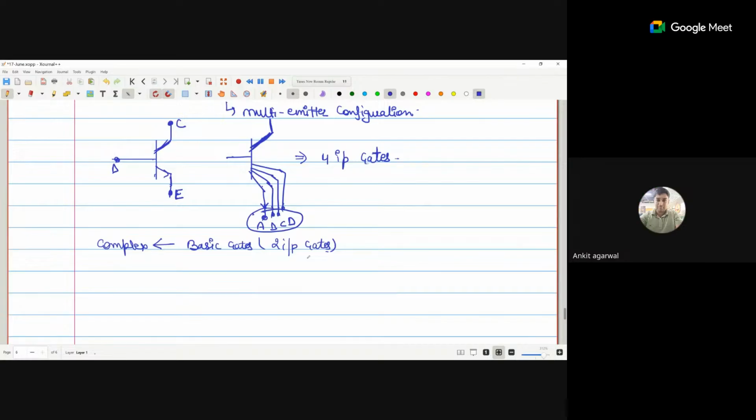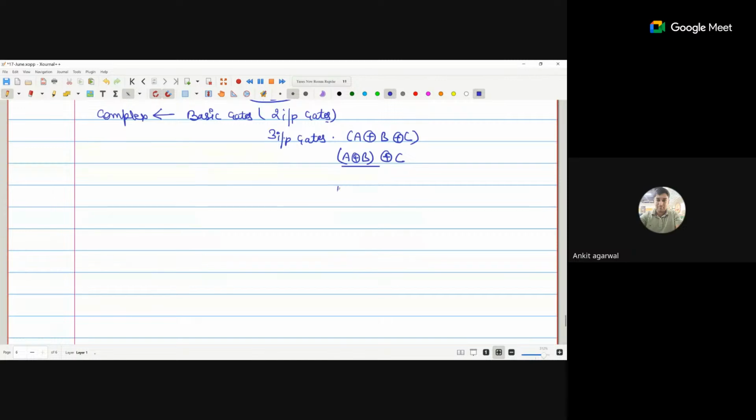If we are talking about three inputs, what is the meaning of A XOR B XOR C? Initially, I take A XOR B, then the output of this one is XORed with C. Or we can say, cascade: B XOR C first, and the output of this one will be XORed.